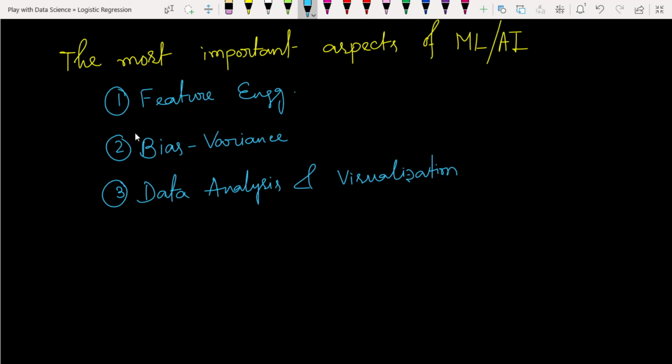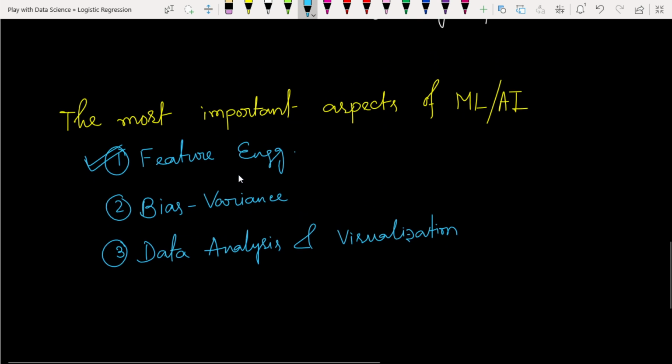So in my knowledge, feature engineering is the most important thing in the field of machine learning or artificial intelligence. Then the bias-variance trade-off, then data analysis. These three things I prefer the most.